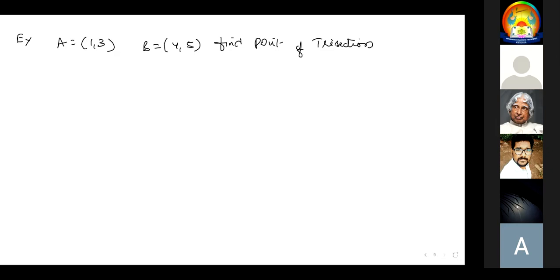What's the answer, please? Sir, this is the answer. You have to get 2 points, right? Yes, sir, in the ratio of 1:2 and 2:1. What are those points you got? So (2, 11/3) in the ratio of 1:2, and in the ratio of 2:1, (3, 13/3). Okay, others, please.